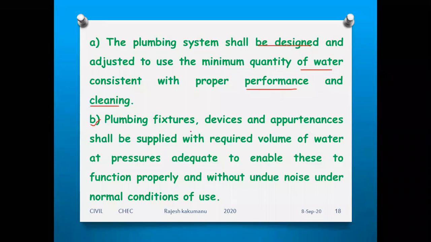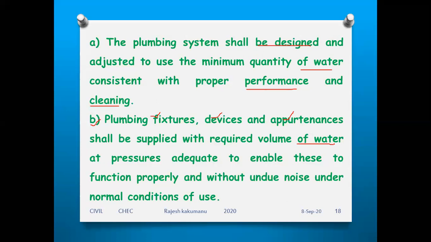The plumbing fixtures, devices and appliances shall be supplied with the required volume of water at pressure adequate to enable these to function properly and without undue noise under the normal conditions of use. So whatever the plumbing fixtures, devices, accessories, apparatus we are using, they should be supplied with the required volume of water, a sufficient amount of water at pressure adequate to enable them to function properly.